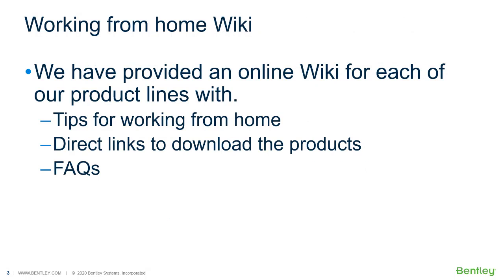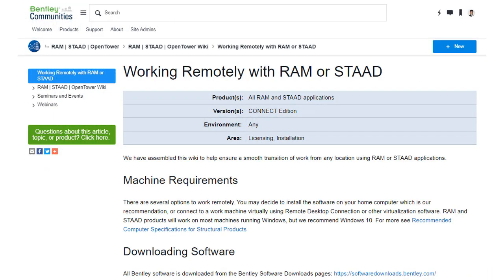We have provided an online wiki for each of our product lines with tips for working from home. This includes direct links to download the products, frequently asked questions, and more. A link to the RAM and STAAD wiki is going to be shown below in the description. And here is an example of what that wiki page looks like.